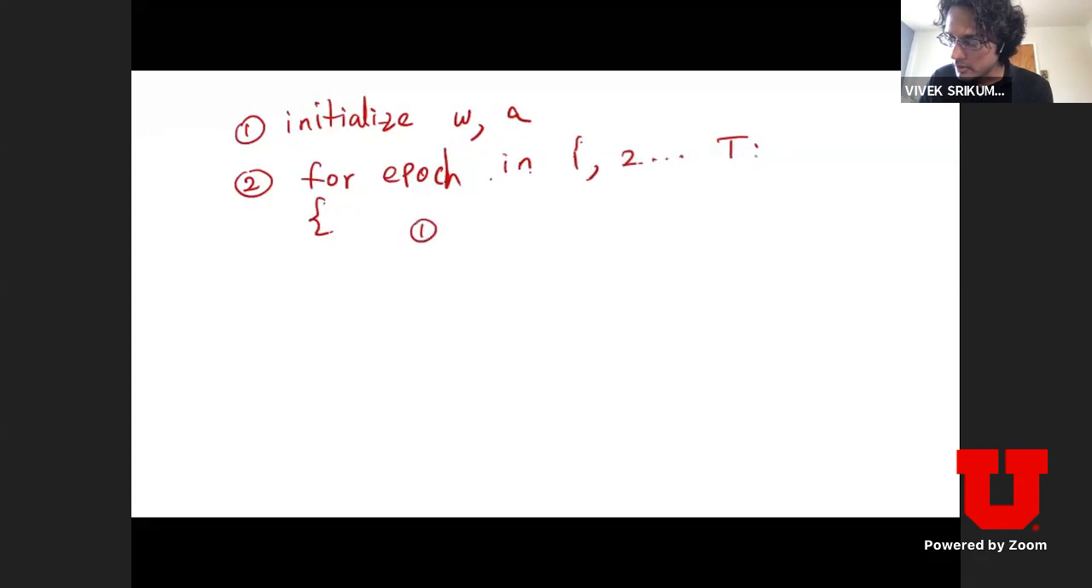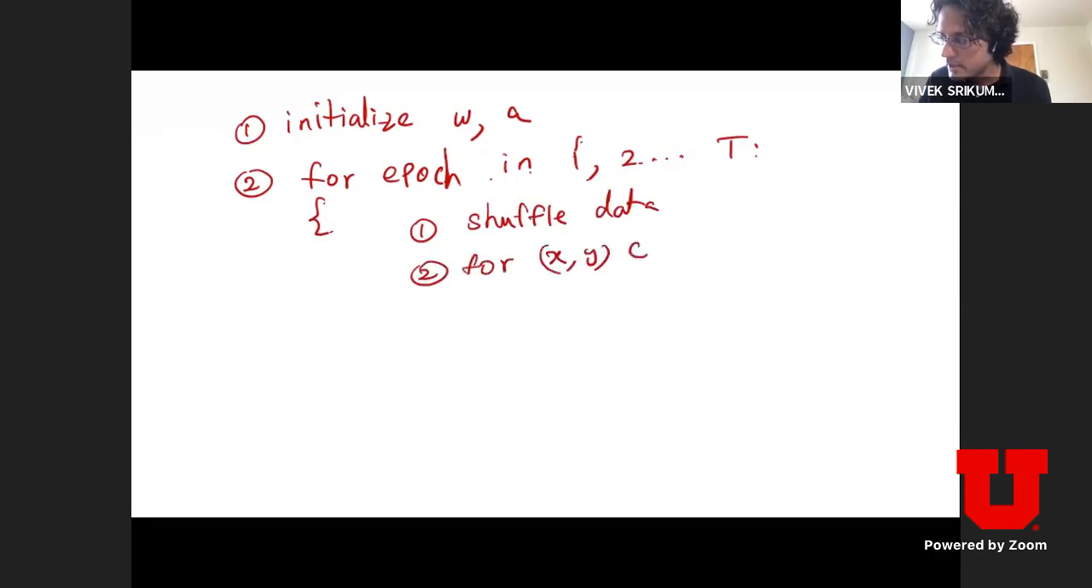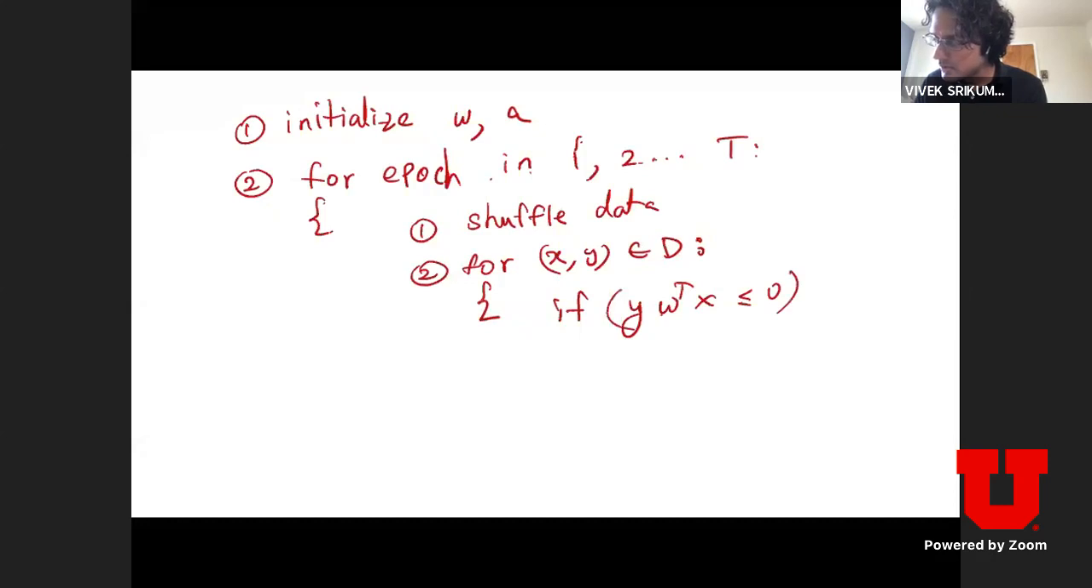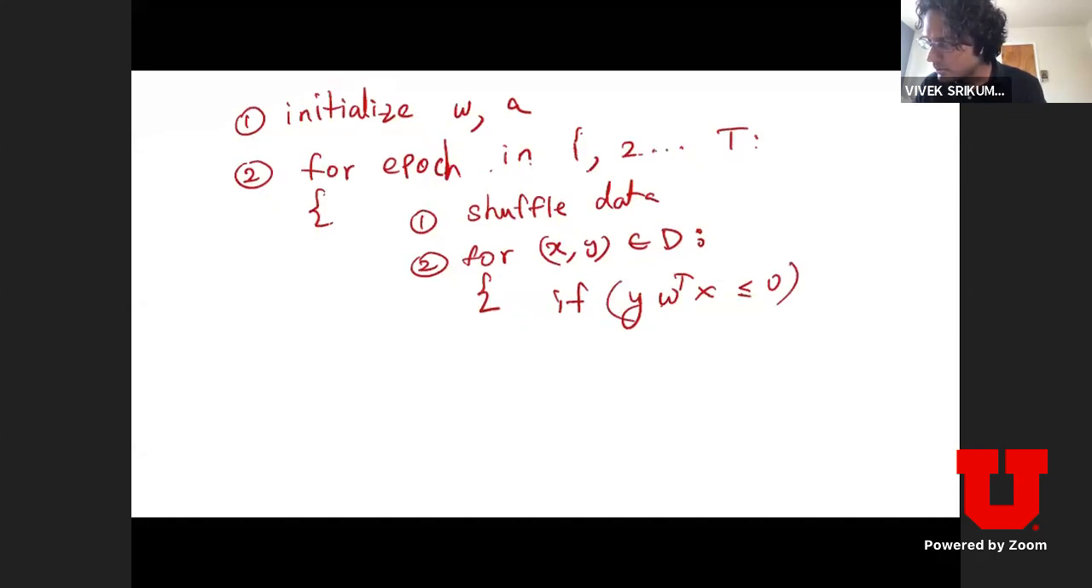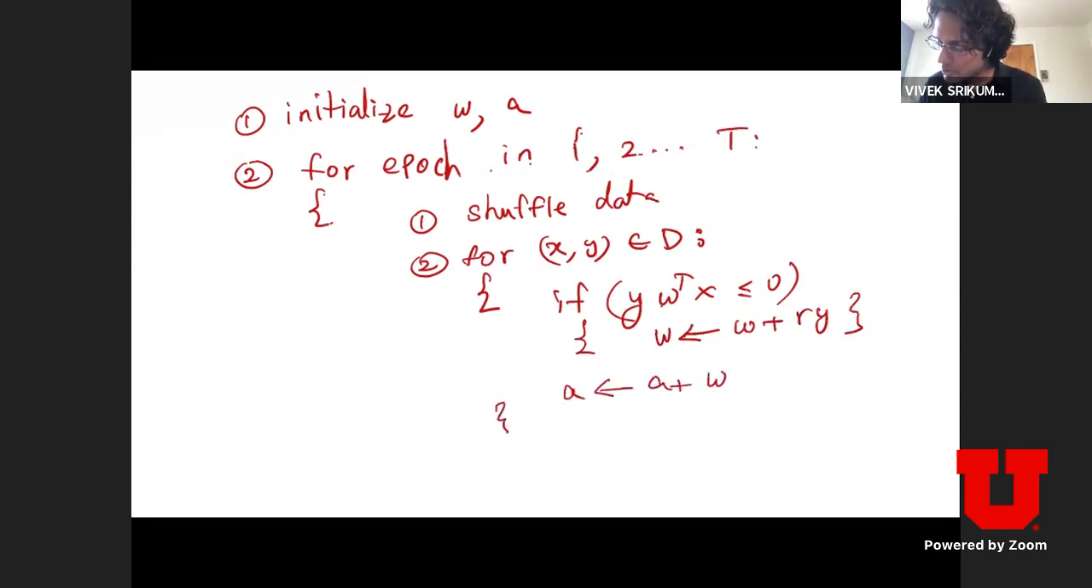Now, first you shuffle the data, and then for X comma Y in the data, and again, if Y W transpose X is less than or equal to zero, this is just the update. And then whether or not you make an update, you say A is A plus W. You end this thing. This is one, this is two.